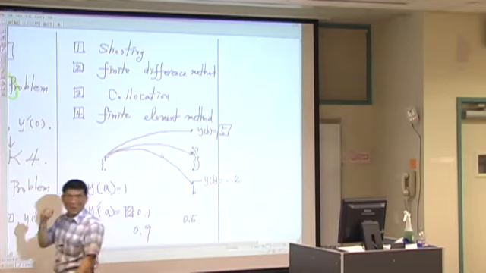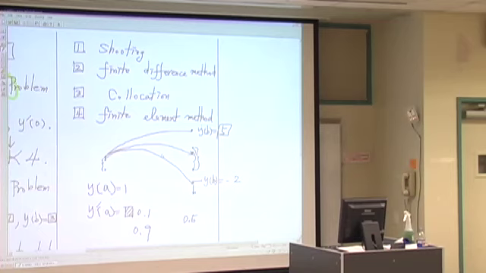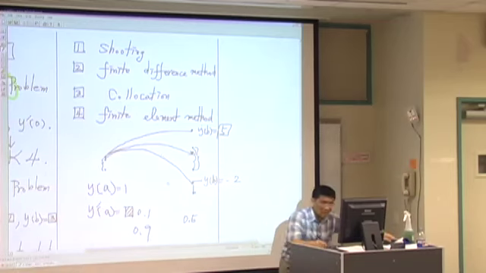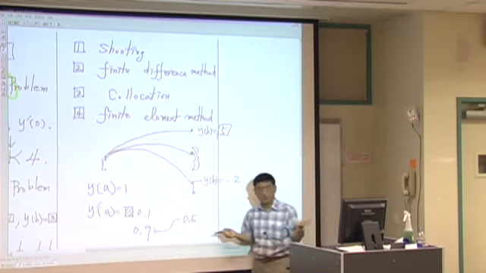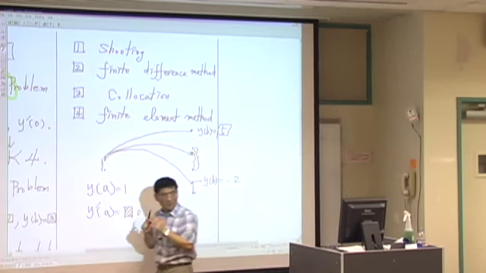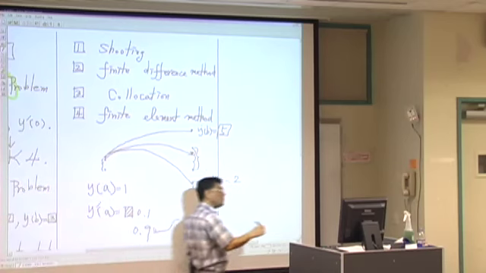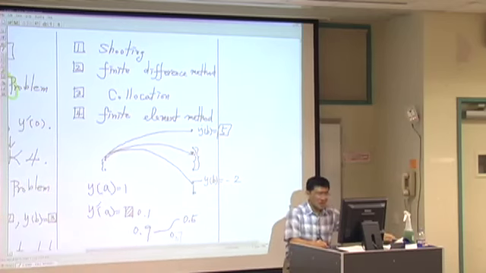Then 0.5 is still low, right? Then the correct angle might be between 0.5 and 0.9, right? Then we pick the middle point of the two. What is the middle point? 0.7. So we pick 0.7 and then reshoot.